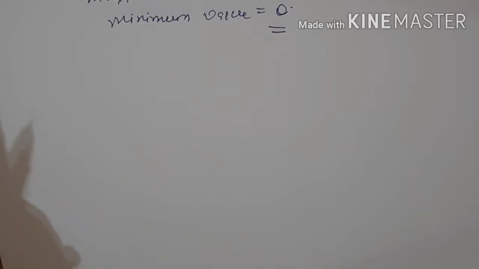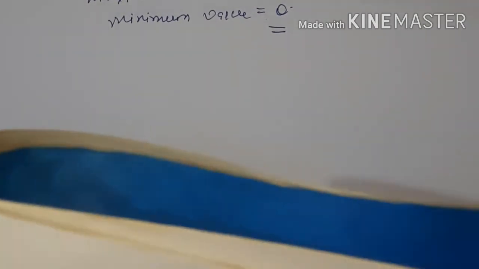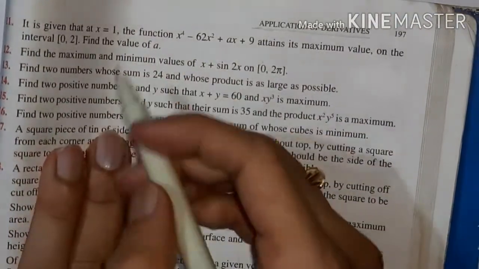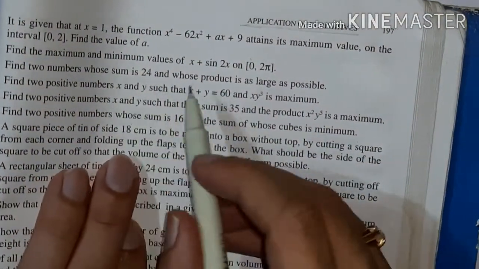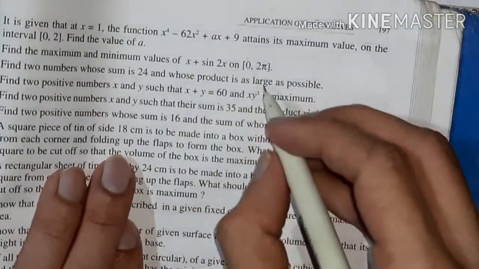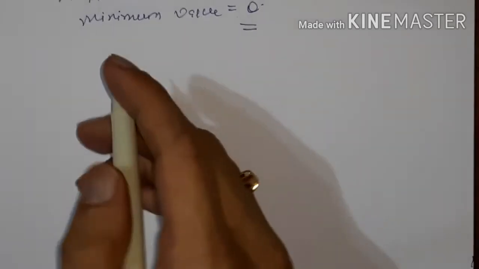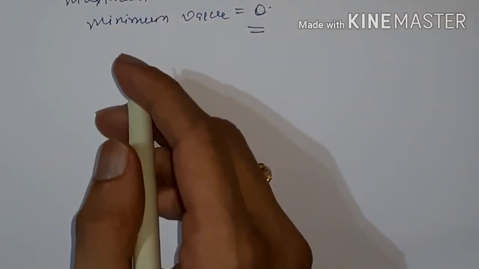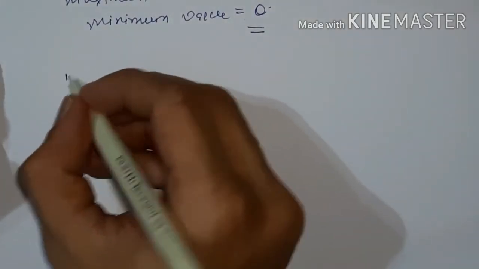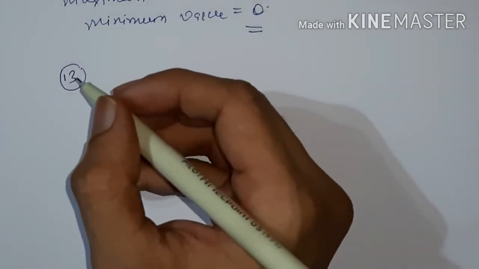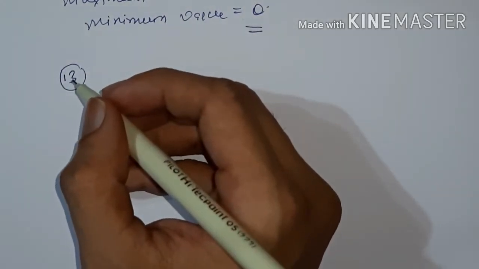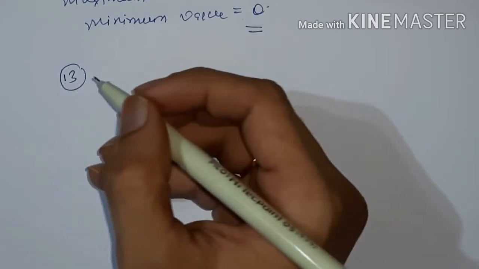Now let us go to the 13th problem. Find two numbers whose sum is 24 and whose product is as large as possible. Now these are a different type of problem, right? So let us see how to solve it. They have given: find two numbers whose sum is 24.